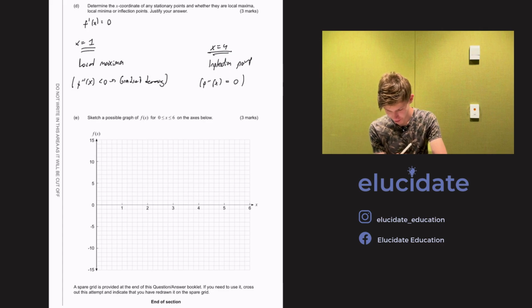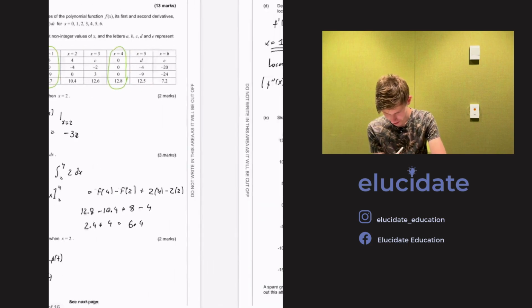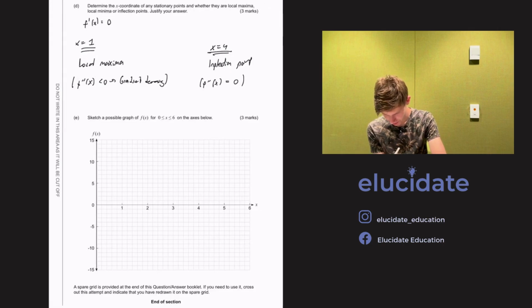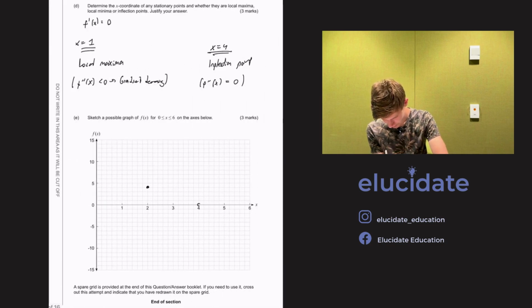Okay, now we are looking for a possible graph of f of x in the domain that we've been given. So we'll start just by plotting the points we know. We know that it is 4 at x equals 2, so we'll put that in now. Oops, wrong axis. At x equals 2, we've got 4. And we know that at x equals 4, we've got 0. We don't know any of the other values definitively.